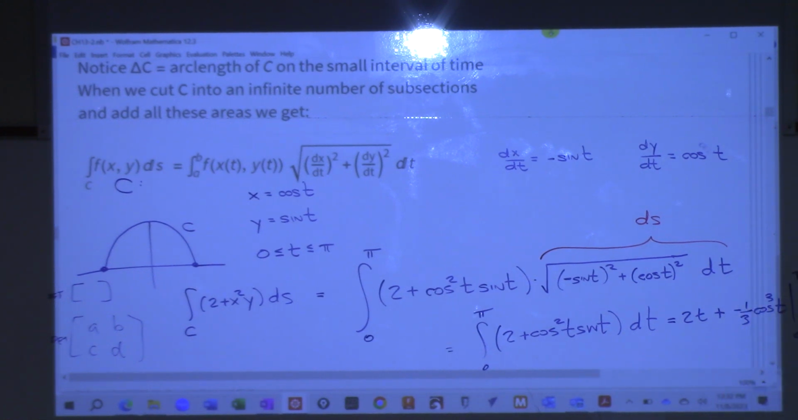The challenge of these problems is going to be coming up with the parametrization and making sure you have that right.